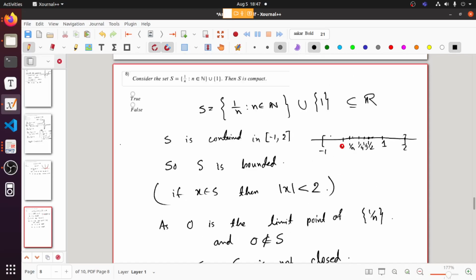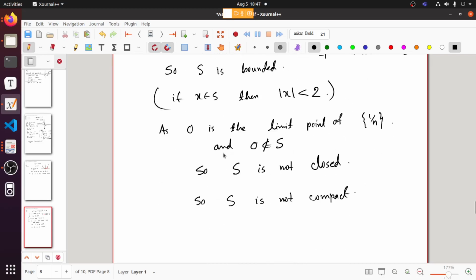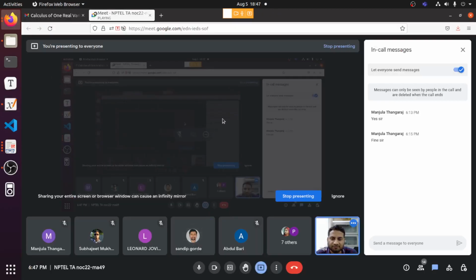Hello, sir. I have one question. If we include 0 in this set, then does it become compact or not? Yes, it will be compact. If you include 0, then you give the limit point, right? So the set becomes closed, and it is bounded always. Do you get it? Yes, sir.